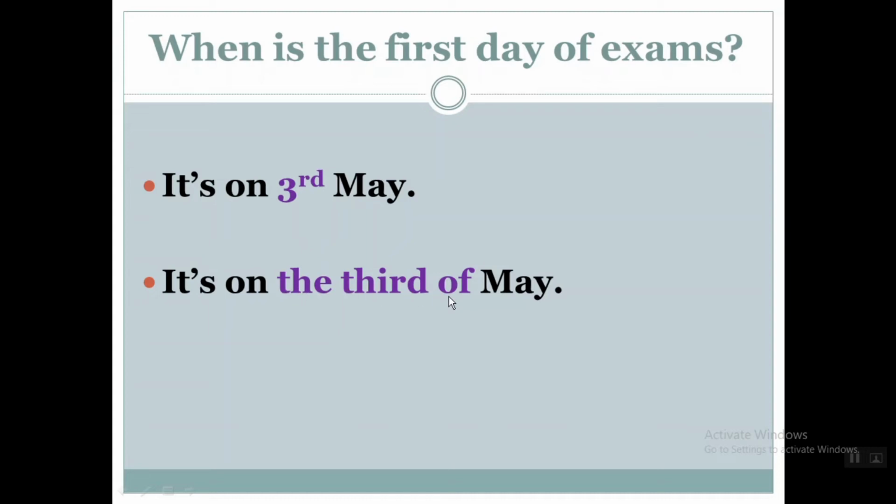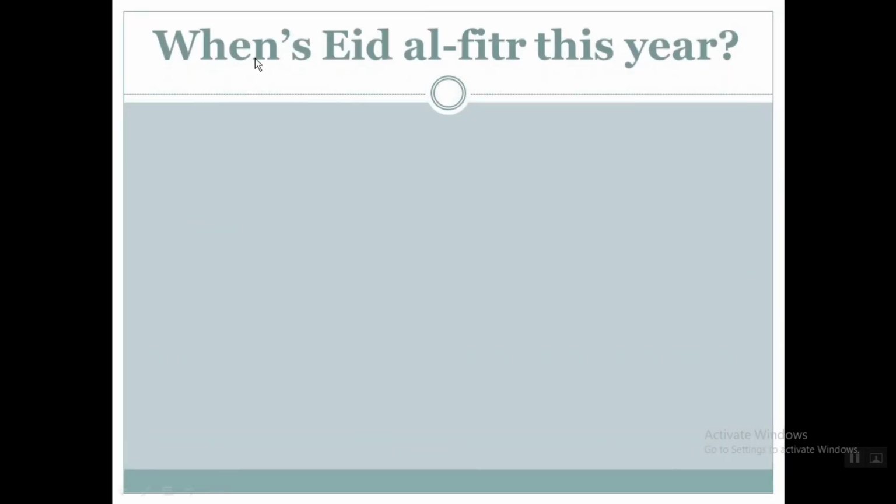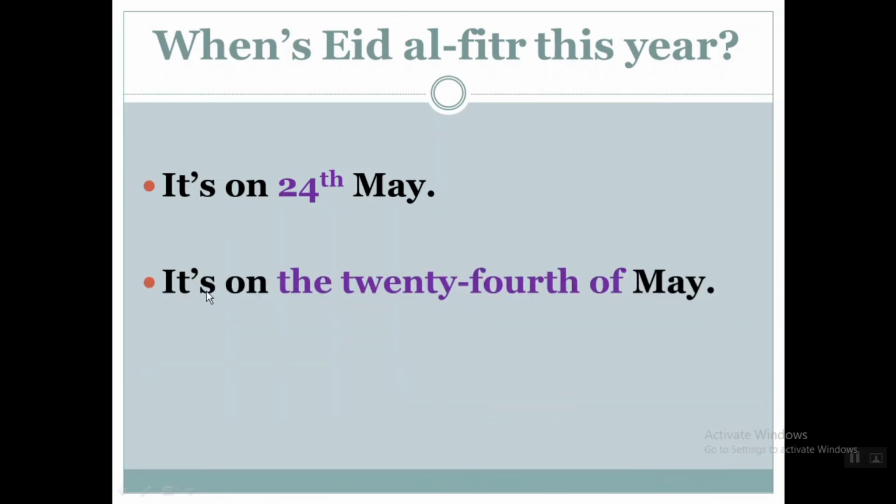Okay, let me give you another question. When's Eid al-Fitr this year? Okay, again, here is the word, when's. When's is a short form of when is. Eid al-Fitr this year. Okay, how can we answer this question? Okay, well, we can say it's on the 24th of May. Or we can write it like this. It's on the 24th of May.